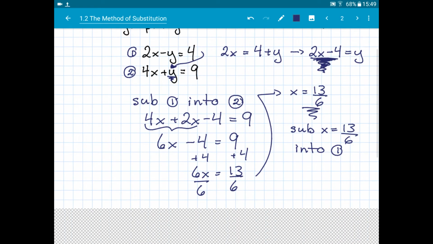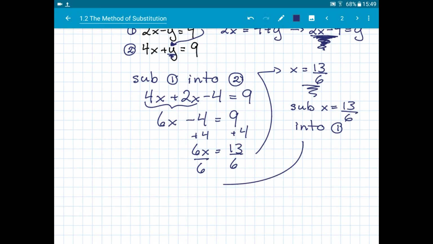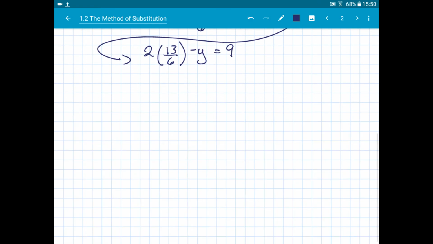Okay. I bring this all down here so it's a little easier to follow. So I've got 2x. So instead of x, I'm going to write 13 over 6 minus y equals 9. Okay, and we just have to solve this now. I'm going to multiply the 2 in. There's lots of ways you can do this. I got 26 over 6 minus y equals 9. And then I'm going to multiply everything by 6 to get rid of the fraction. 26 minus 6y equals 54.